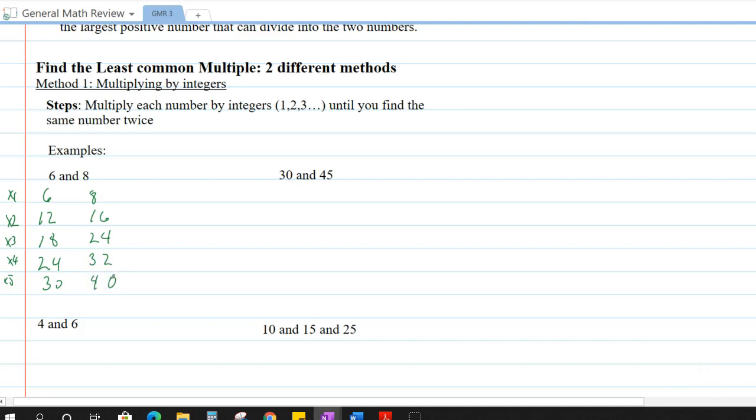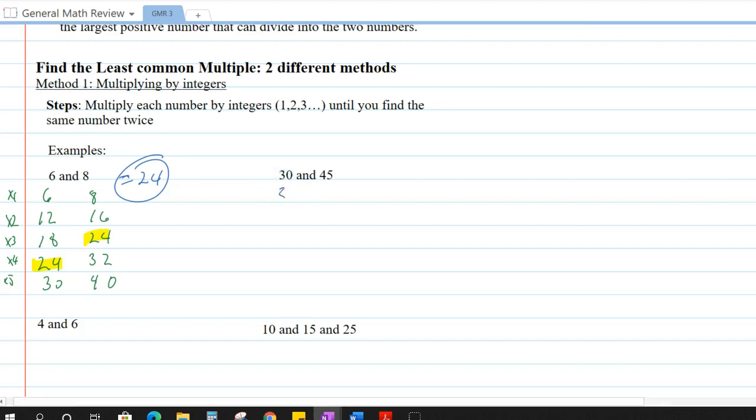Now what you're doing is looking for a common number. Here, the common number is 24. That means that your least common multiple for 6 and 8 is 24. So that equals 24. Next, 30 and 45.